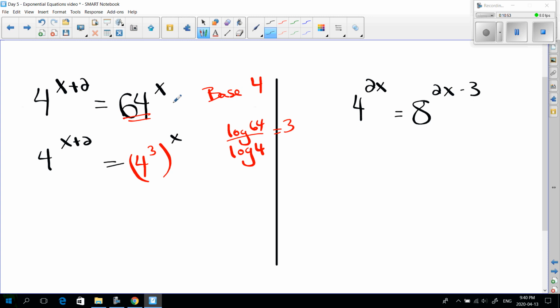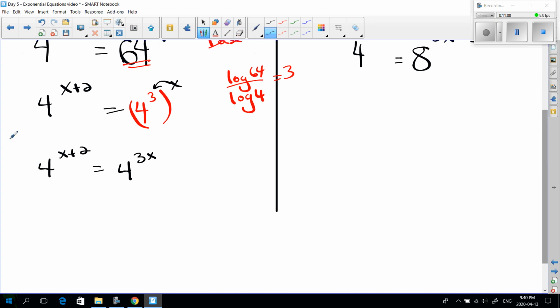Now, use your exponent laws. 4 to the power of x plus 2 equals, when you raise a power to a power, I'm going to multiply these exponents. Write my base down, 3 times x, 3x. Now I've got it to the point where I have a single base, single power on the left, and a single power on the right. I can drop the base, like we in a club.